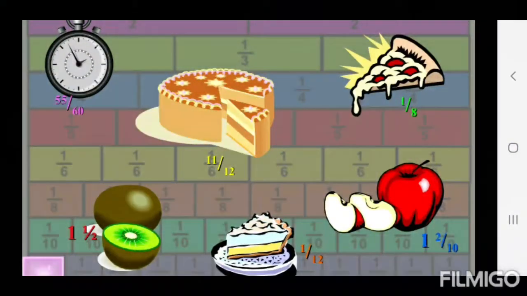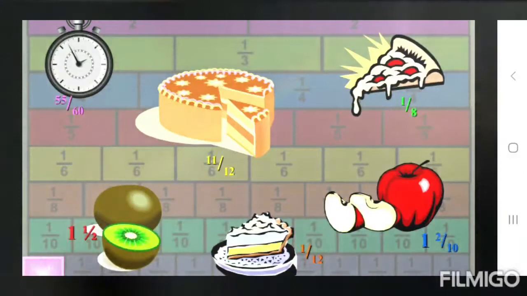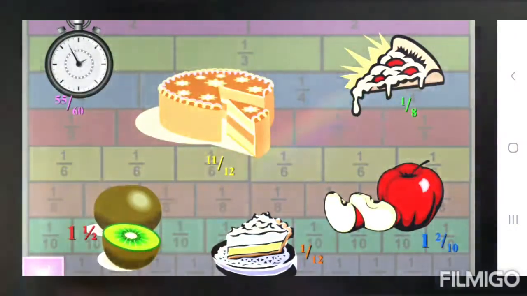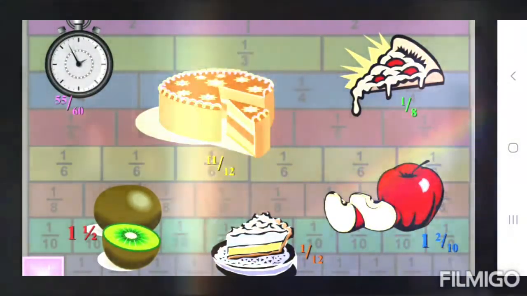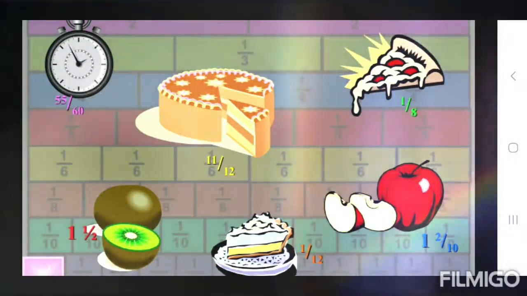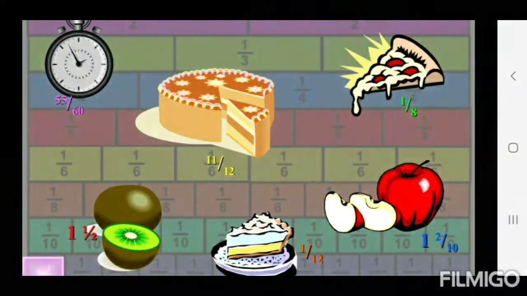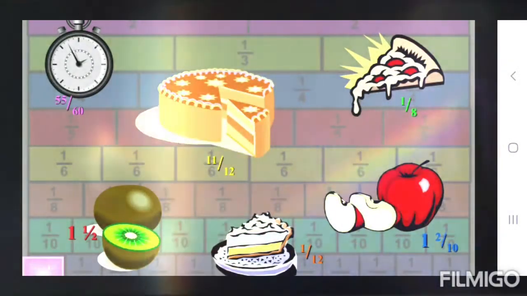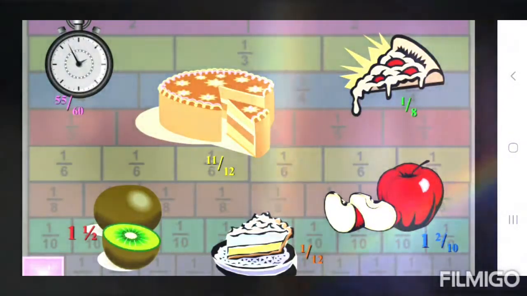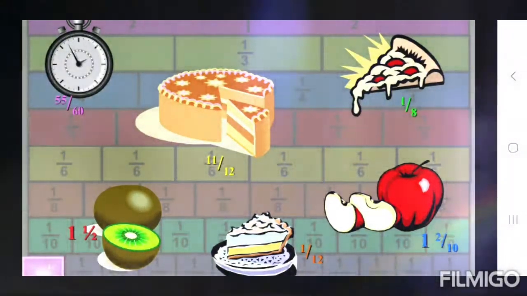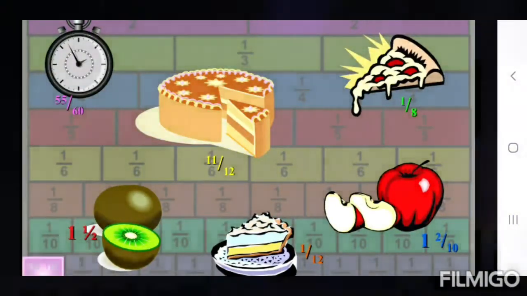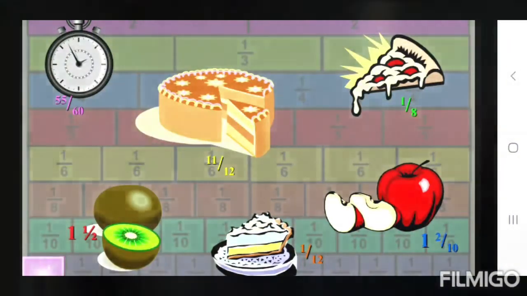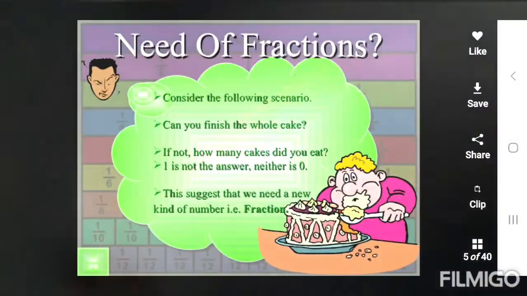Here look at the cake. It is divided into 12 parts and then taking out one part, how many parts are still remaining? 11 parts are still remaining. Then this is it, pizza piece, 1 upon 8. This one piece, cake piece, we can write it as 1 upon 12. Then here this is an apple and 2 more pieces. So this can be written as 2 upon 10 if the apple is divided into 10 parts. So these are the examples.